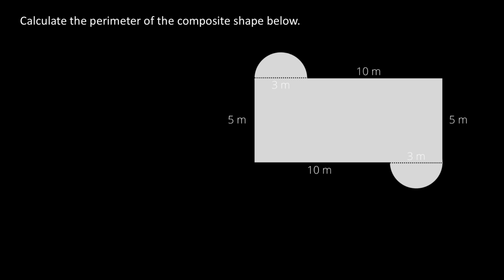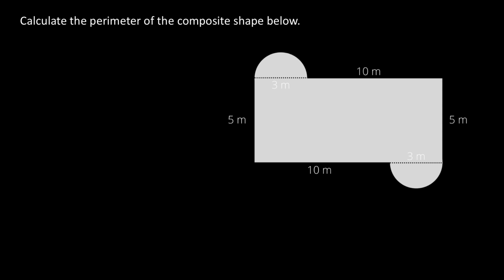We're going to have a look now at calculating the perimeter of this composite shape. First of all, we have a rectangle, and then we've got a semicircle here and a semicircle here, both with a diameter of 3 meters. So essentially, we've got a full circle and then our rectangle. You can see the length here is 5, the distance from here to here is 10, same down the bottom, and 5 over here.